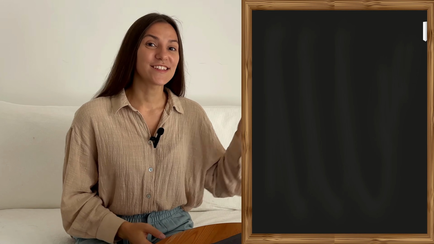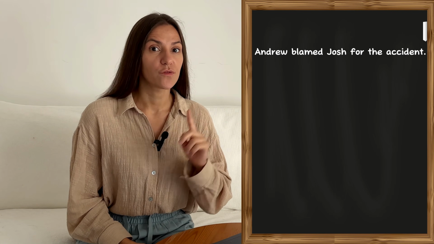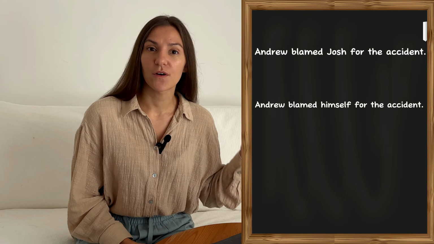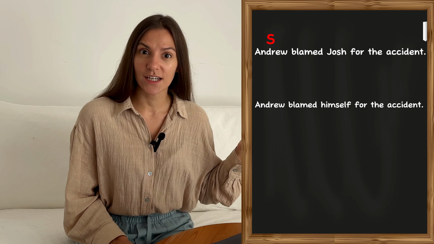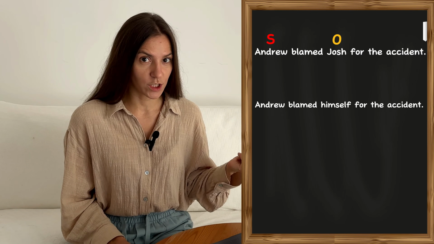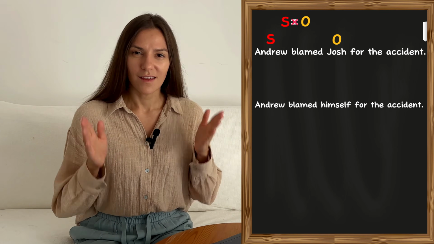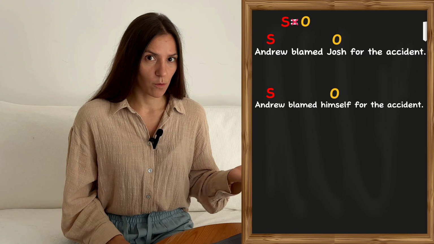Look at these two sentences. Andrew blamed Josh for the accident. Andrew blamed himself for the accident. In the first sentence, Andrew is the subject and Josh is the object. Andrew and Josh are two different people. In the second sentence, Andrew is the subject and himself is the object.